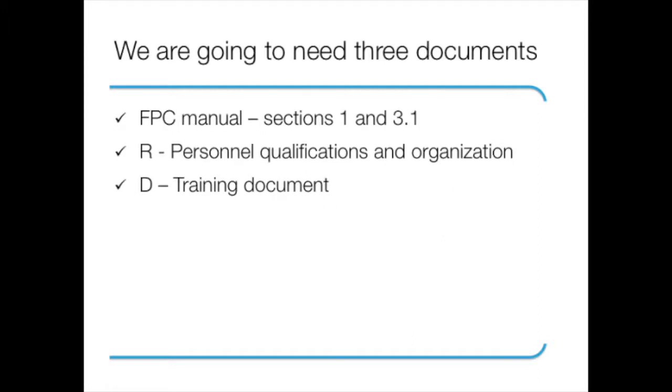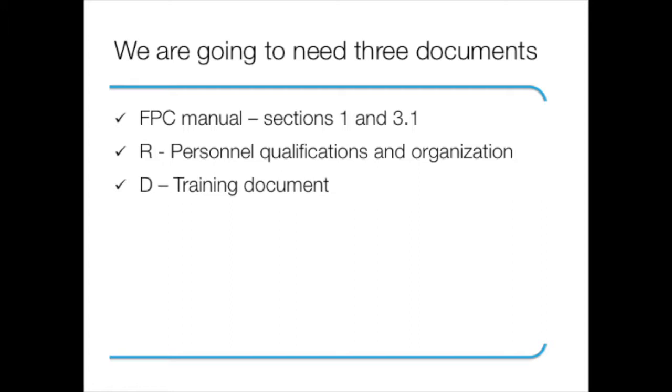To meet these requirements, you're going to need 3 documents. First, FPC Manual Sections 1 and 3.1. Second, R, Personnel Qualifications and Organization. And third, D, the training document. As we've already downloaded the FPC manual in the previous step, you'll only need to download the other 2 remaining files on the right sidebar.